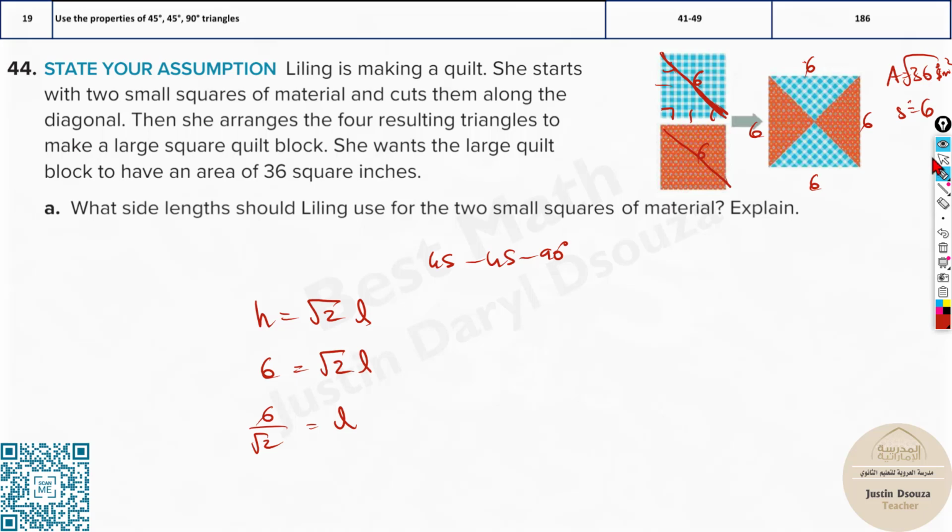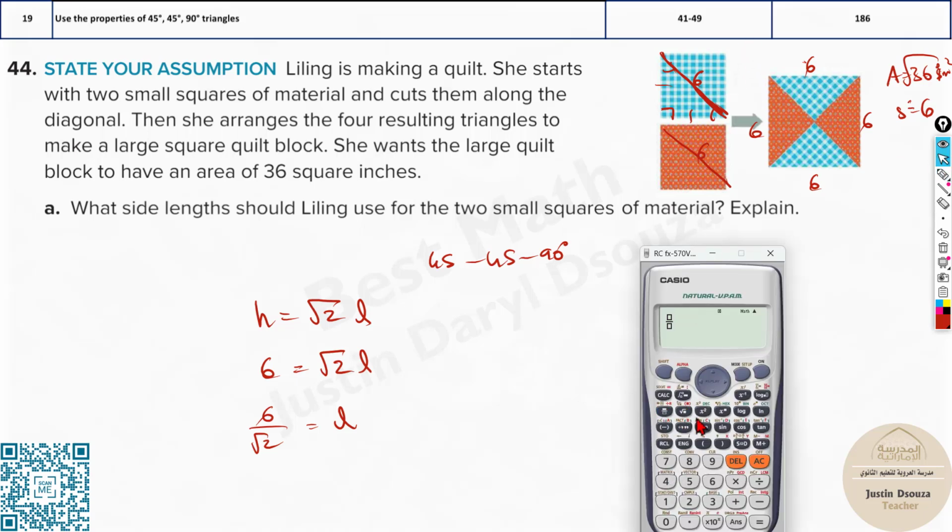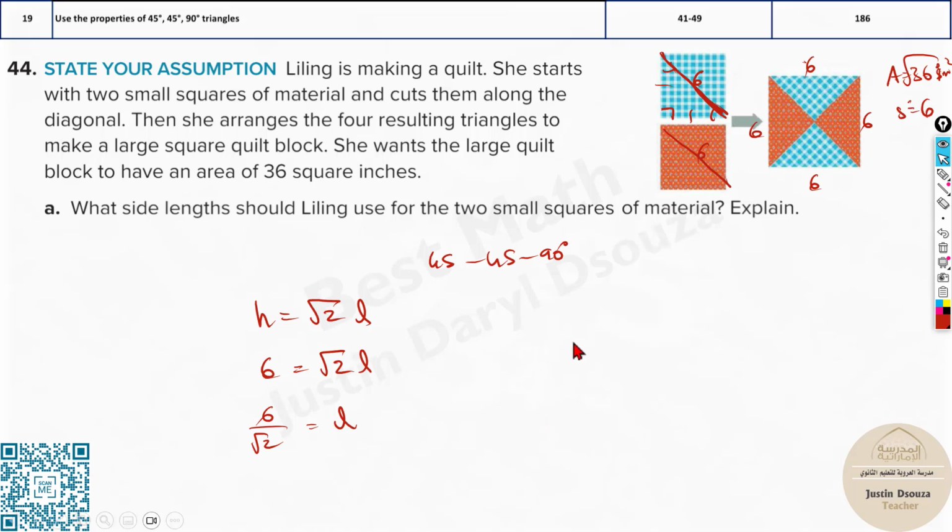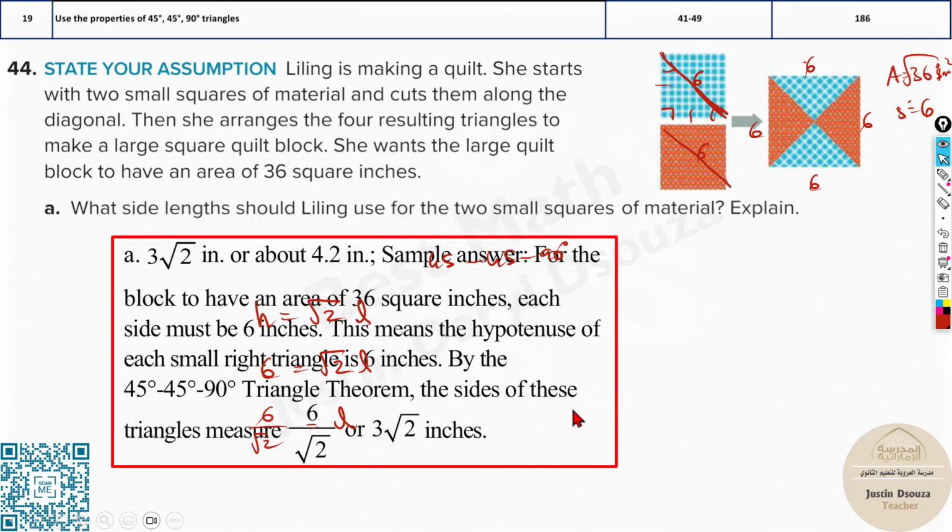You can put that in the calculator and find the exact value. So let me just write 6 divided by square root 2. And the answer is 3 root 2, or 4.24. So 3 root 2 is taken.